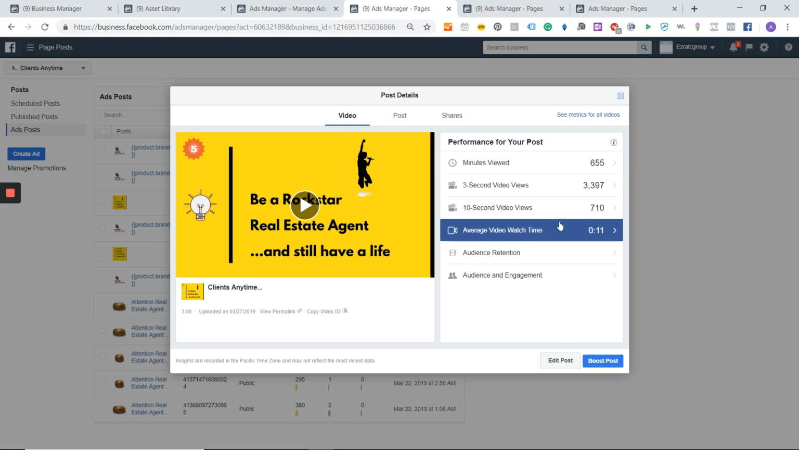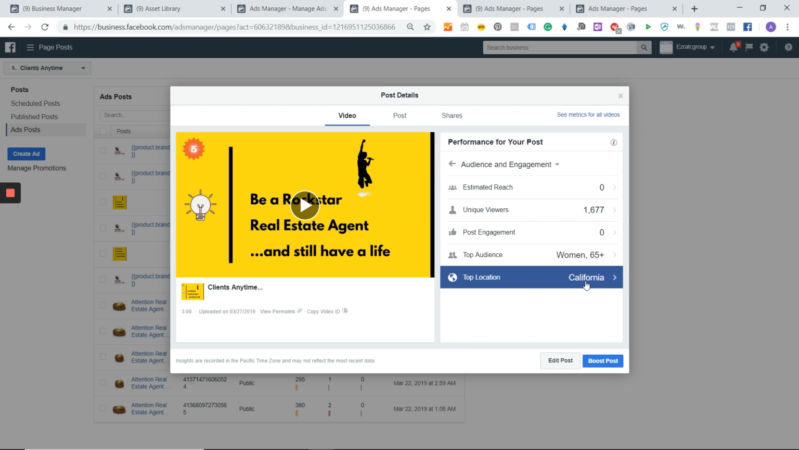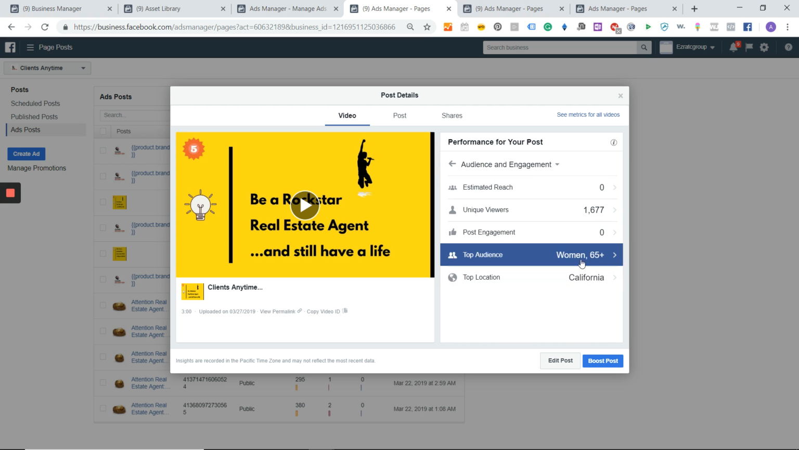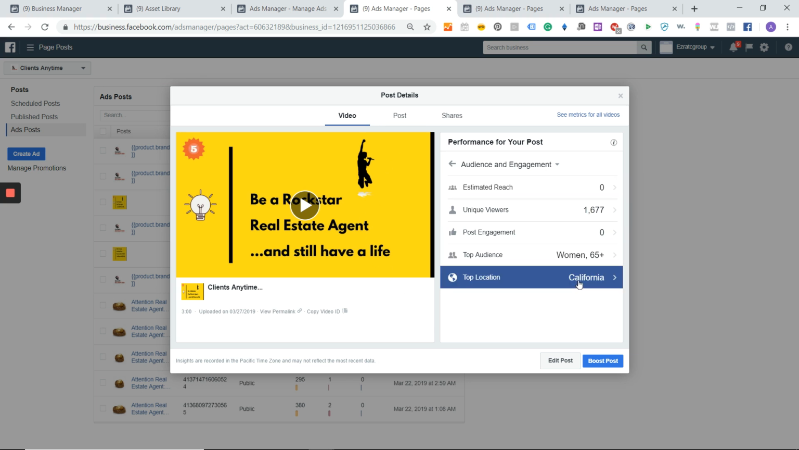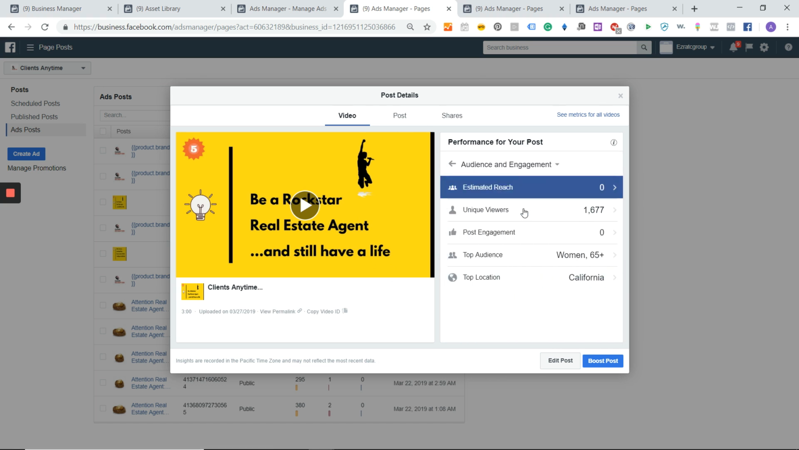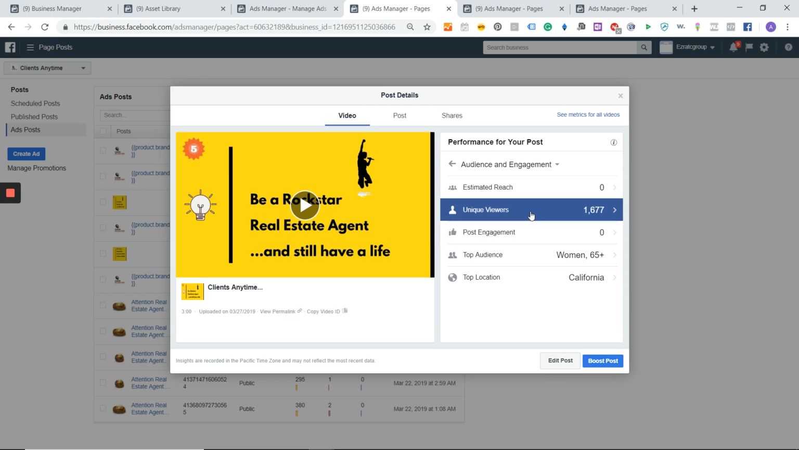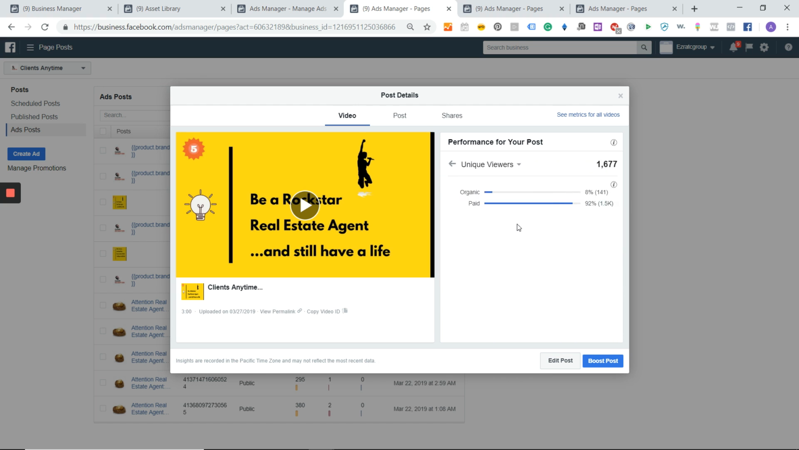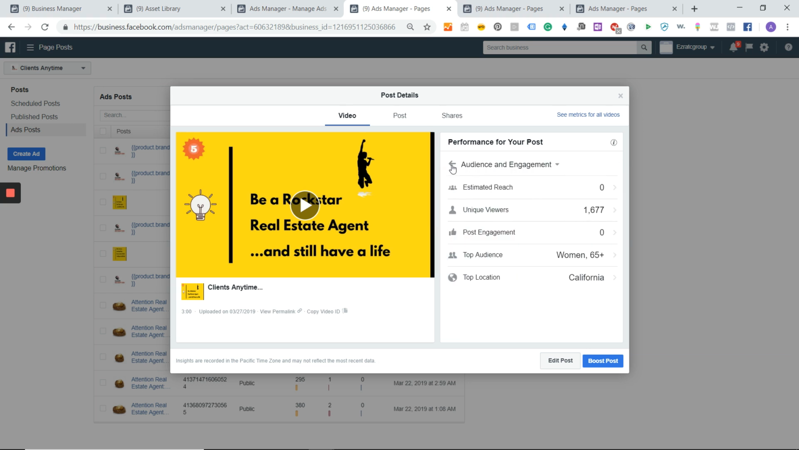So anyway, for this, let's look at our audience. Here, the top audience is women 65 plus. And this audience, there are women here, still in California. What's up with them in California, right? So that's that. And also the unique viewers is 1677. In fact, this had more organic views because it was resonating better. So I might need to put some more money on this because this seems to gain better traction.